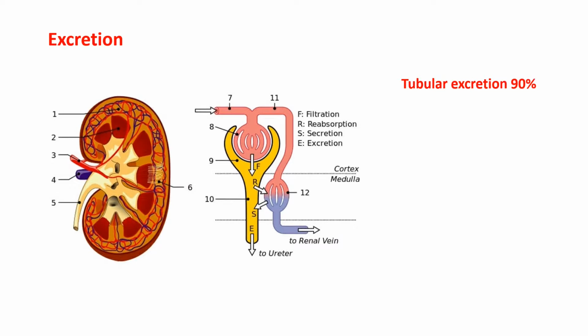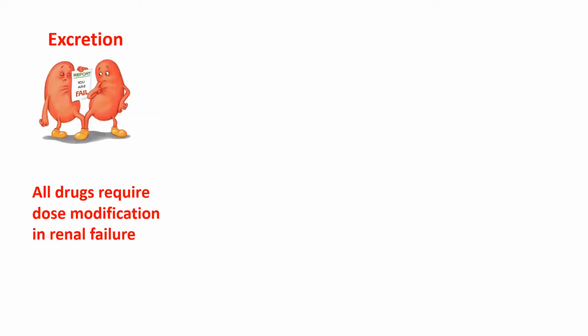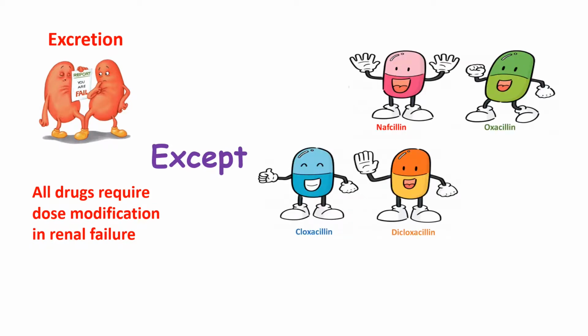Penicillins are excreted via the renal route. Tubular secretion accounts for about 90% of the excretion and the remainder is by glomerular filtration. Almost all of the drugs require dose modification in case of renal insufficiency. However, nafcillin, oxacillin, cloxacillin and dicloxacillin have major non-renal routes of clearance and they do not need dose adjustment.